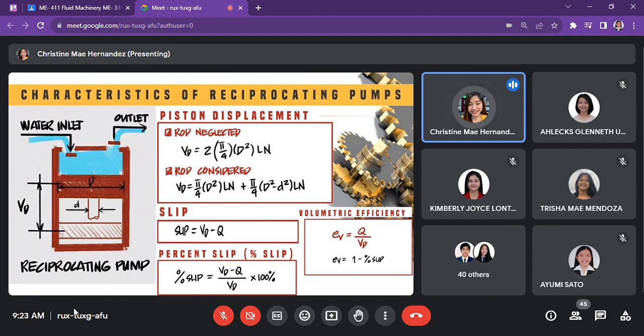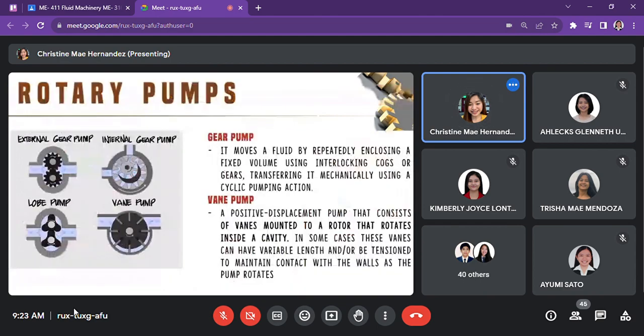So, pag sa rotary pumps naman, ang difference lang nito is yung nasa casing niya. Sa loob ng casing, pag sinabing internal gear pump, so ganyan yung itsura, external, lobe pump, and yung vane pump. So, gear pump, it moves a fluid by repeatedly enclosing a fixed volume using interlocking cogs or gears, transferring it mechanically using a cyclic pumping action.